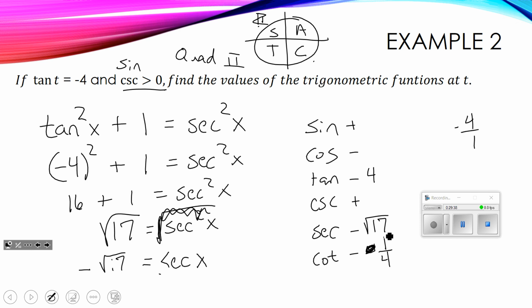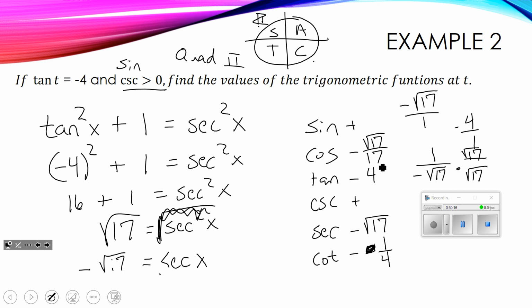Okay, so now what can we find? We can find the cosine because we know that the secant and the cosine are reciprocals of each other. So this would be negative square root of 17 over 1. If I flip it, it'd be 1 over negative square root of 17. What do you have to do with it? Rationalize it. So what's your cosine going to end up being? Negative square root of 17 over 17. All right, we're almost there.